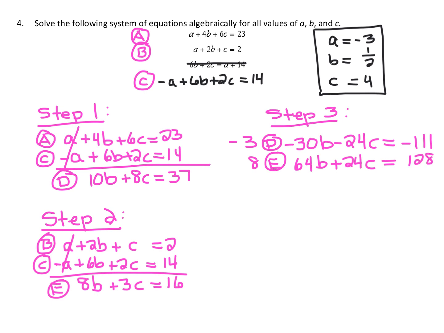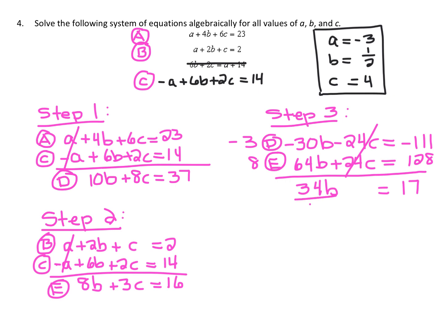Okay. Now, when we add these two equations together, this is where we should come up with the value of our first variable. All right, so we could see clearly right here that the c's cancel. And let's just combine our like terms. So negative 30 plus 64 is positive 34, so this would be positive 34b. And bring down the equals. Negative 111 plus 128 would be positive 17.